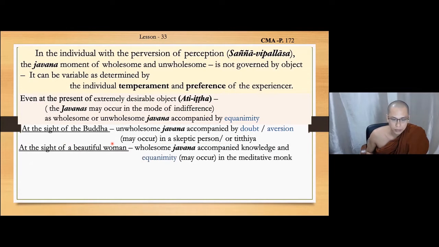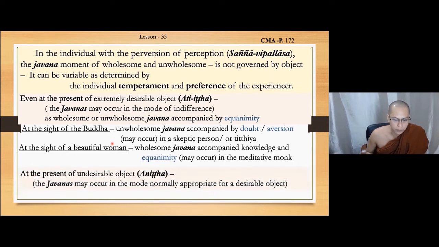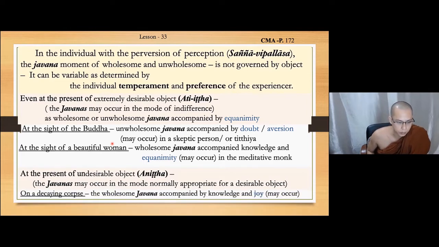So here, this change means there, according to the object, the registration is like this. Identification of registration is necessary for the Puthujana and Sekha trainees, those who have the perversion of perception, sanya vipalasa. For the Arahat who does not have the sanya vipalasa, it is not different in that way.